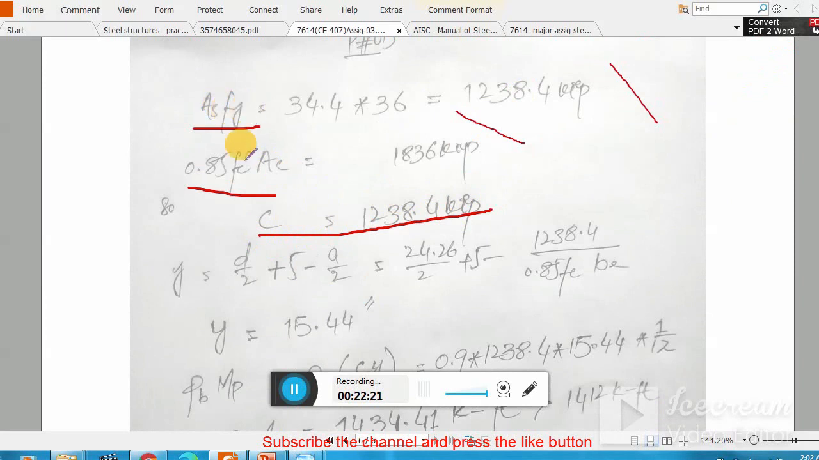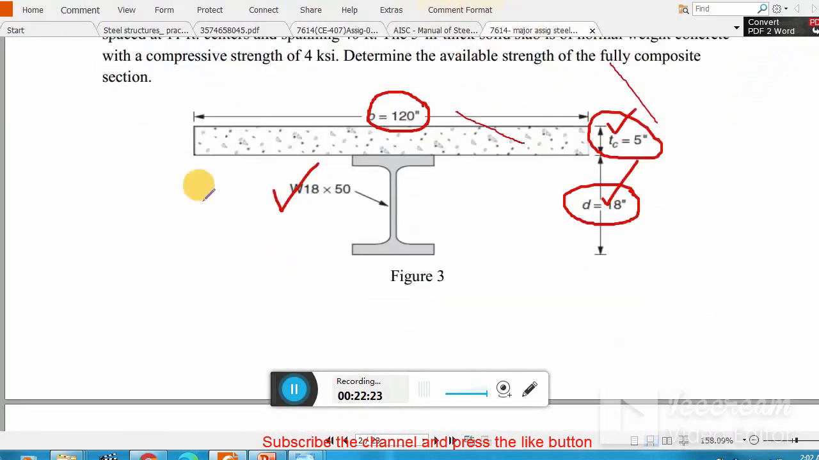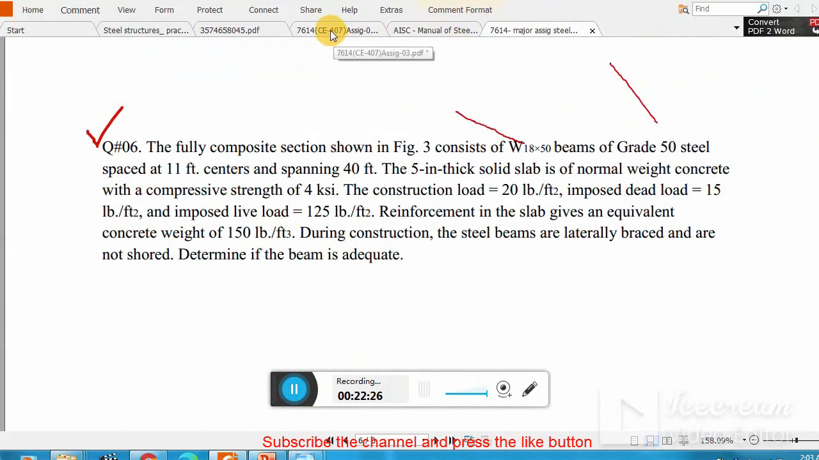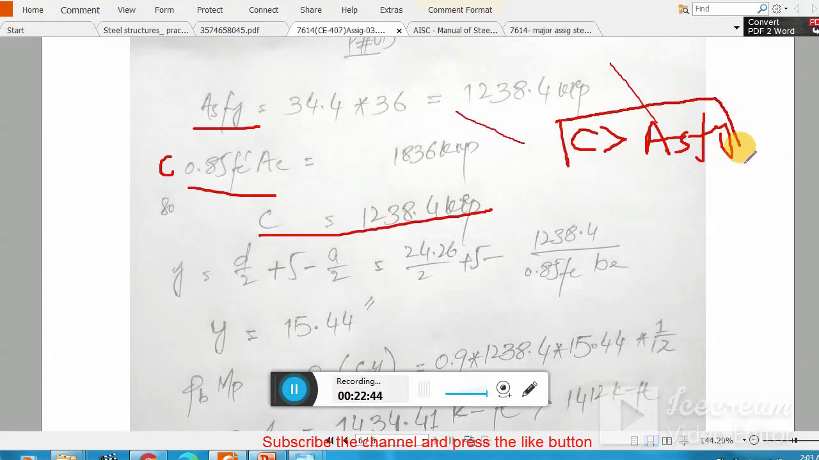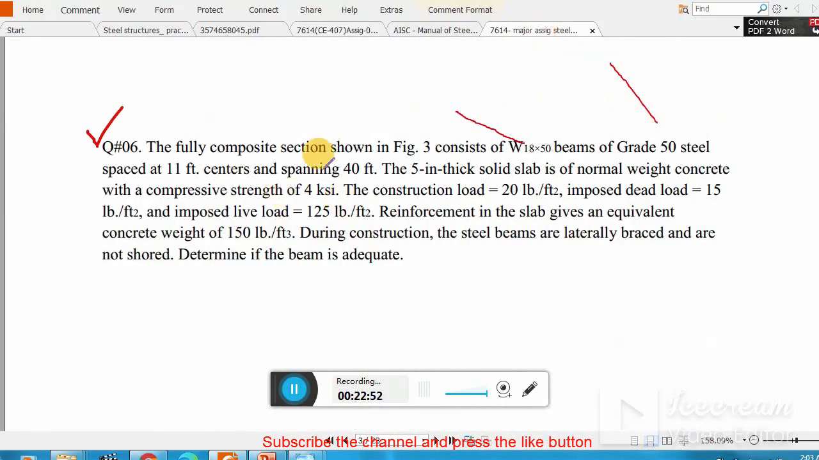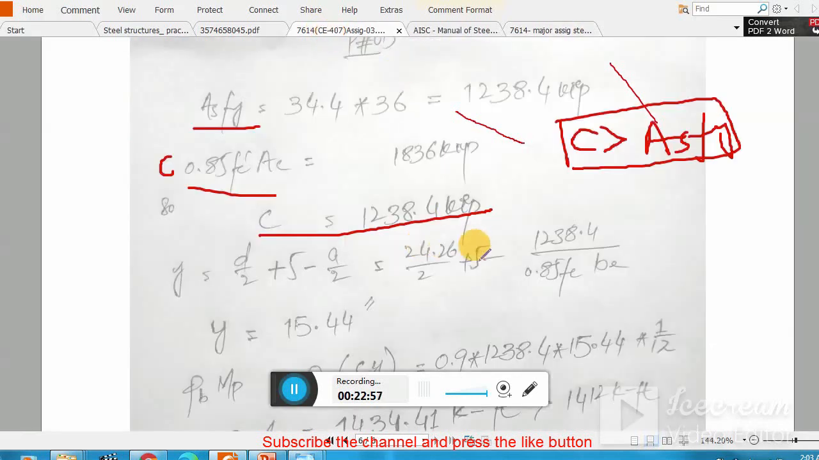Remember, when this As Fy, as I explained in question number 6, basically when your As Fy control, sorry, your C control, this is the strength of concrete. Once your strength of concrete C is greater than As Fy, what does it mean? This means that the neutral axis lies within the concrete. Remember this point, and I already explained this in the question in lecture number 8, lecture number 9. So please watch that lecture.